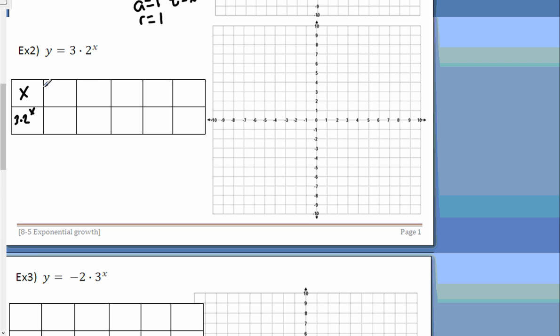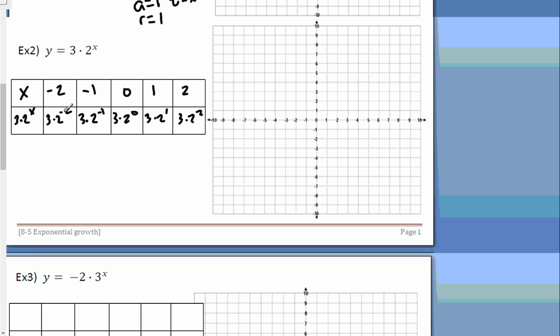Right? I'm going to do -2, -1, 0, 1, and 2. So I'm going to have 3 times 2 to the -2, 3 times 2 to the -1, 3 times 2 to the 0, 3 times 2 to the 1, and 3 times 2 to the 2. Figure out what that is.